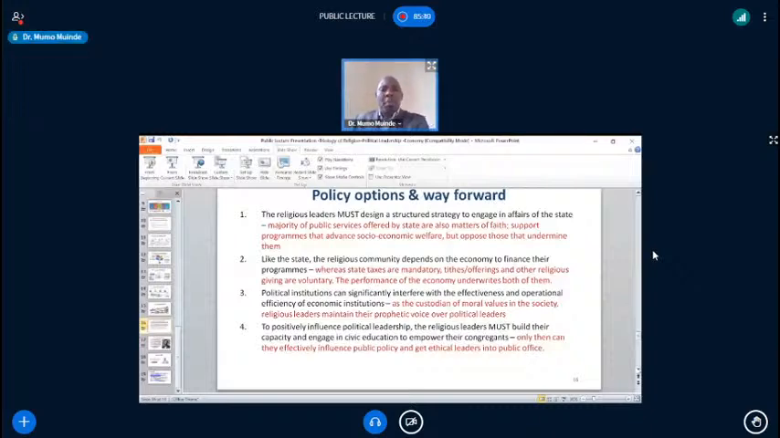And the fourth option is that to positively influence political leadership, they must have the capacity. You cannot influence politics unless you understand the dynamics between politics and economy. So it is in the interest of the religious community to build their capacity and to be able to engage constructively within the political process. Now, when you look at the game of politics, politics is controlled by two things.